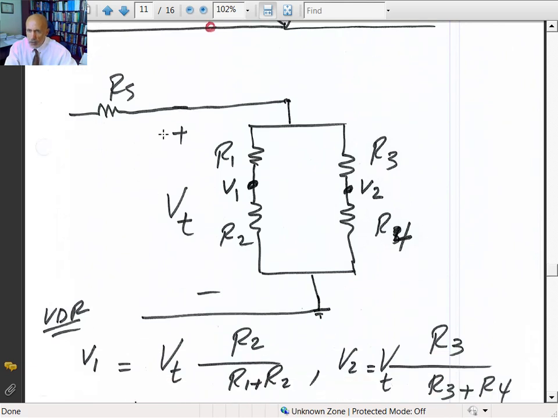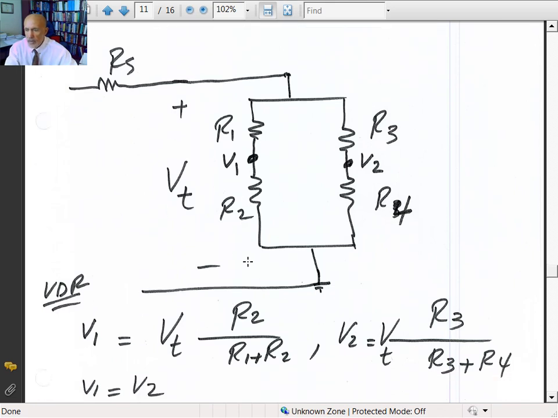So I can use the voltage divider rule. The voltage V1 is equal to the voltage from here to here, which is the V total, or V terminals, times R2 divided by R1 plus R2. The same thing on this side. The voltage V2 is hooked up to the same voltage. They're in parallel. It will be V terminals times R3 divided by R3 plus R4.